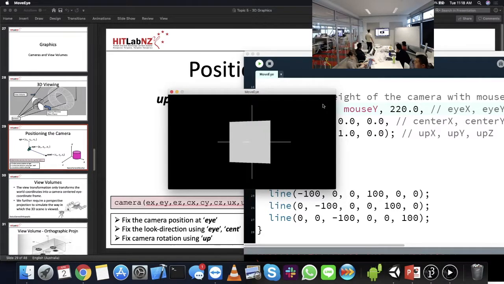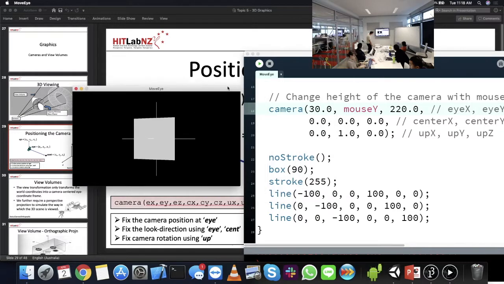The eye is at 30 units, so we can see that the camera is actually 30 units to the right. If we assume that the cube is in the center of this TV, it's 30 centimeters to the right of that. It's at mouse Y, and it's 220 units in front of it. And it is looking at the position 0, 0, 0. So it's looking at the origin, which is good because that's actually where our box is. We haven't moved our box, so it's at the origin.